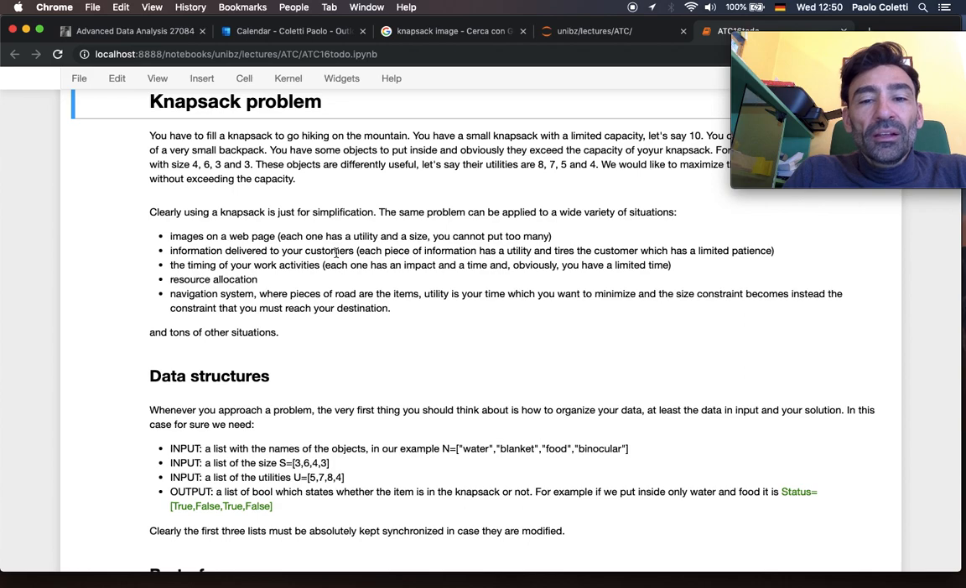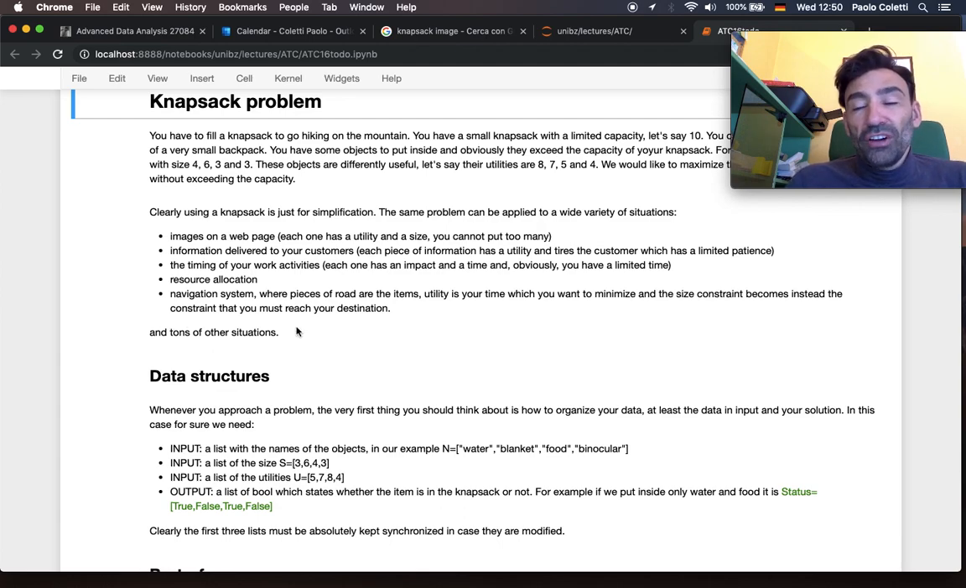And obviously you have a limited time. Resource allocation: any resource allocation problem can be mimicked with this. And also, it may seem strange to you, navigation systems. They don't use exactly the knapsack problem, but they use the same algorithm that I show below. You can imagine the pieces of road as the items. You want to minimize the time, so not maximize, but minimize. Each piece of road that you add is extra time. And you don't have a limit on the size, but you have a constraint, which is you must reach your goal, or at least go beyond your goal, but at least reach your goal.